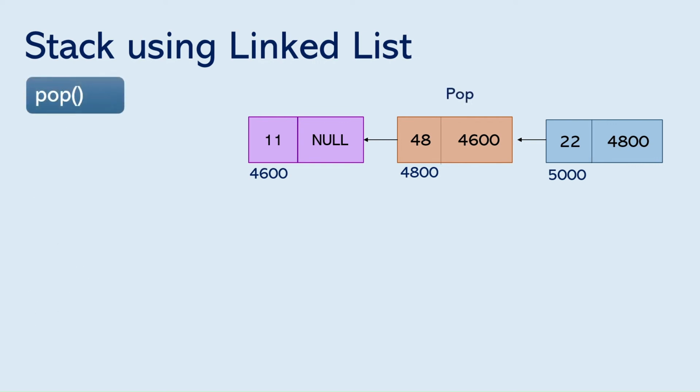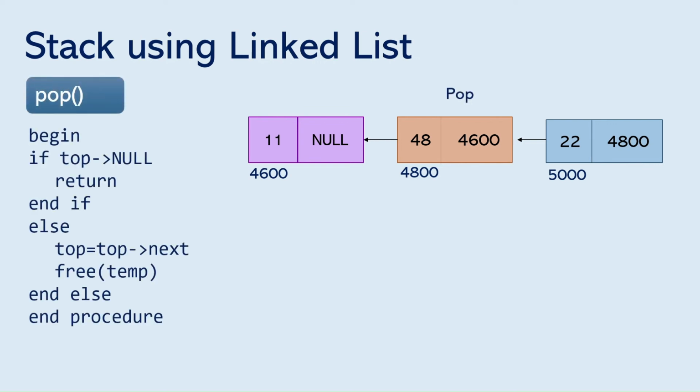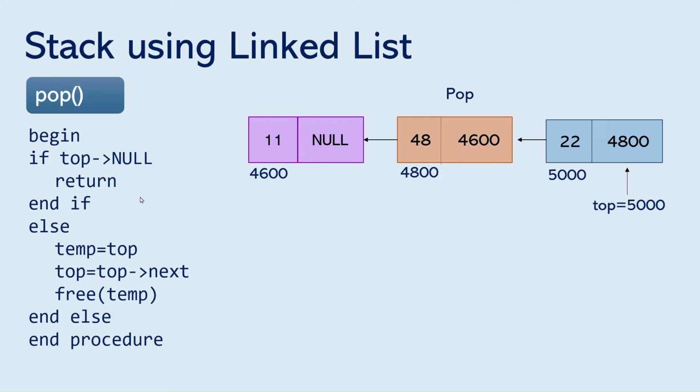Now let's see how pop function works. The algorithm of pop function says that if top is null, then it will return, end of if statement, else temp is equals to top, top is equals to top next, and free temp, and end of else, and end of procedure. Now let's see how this works.